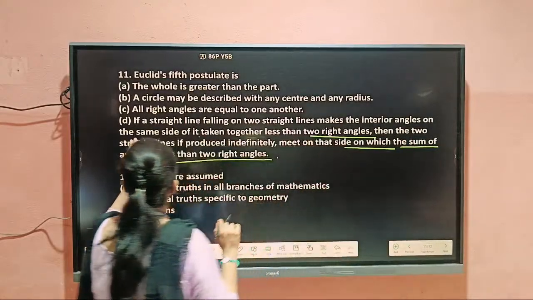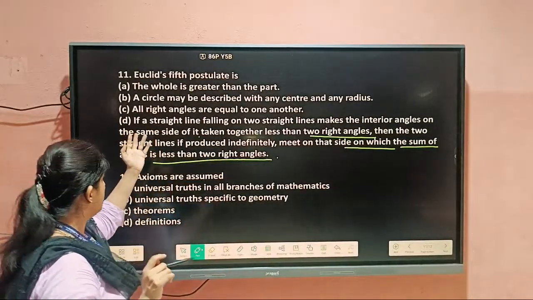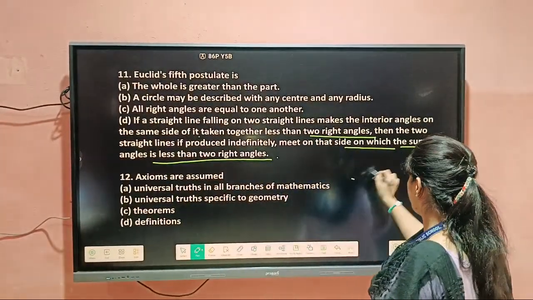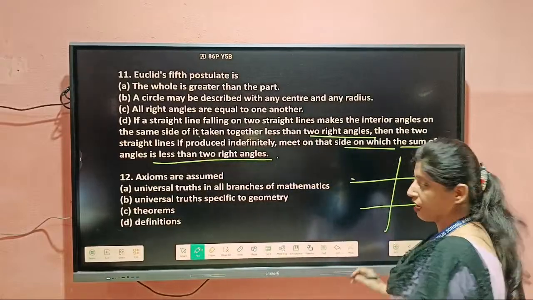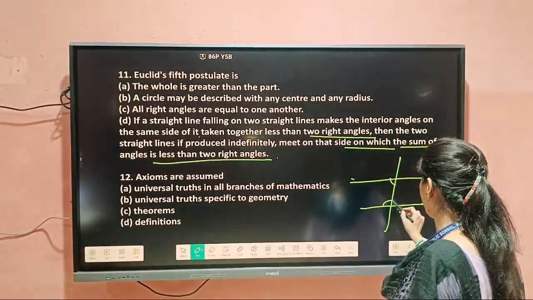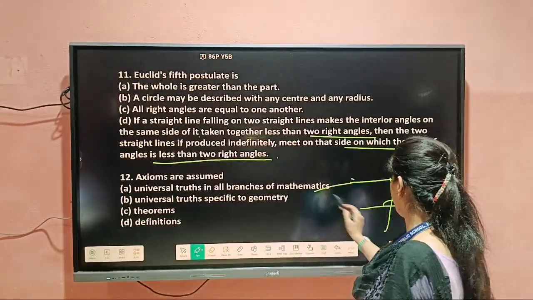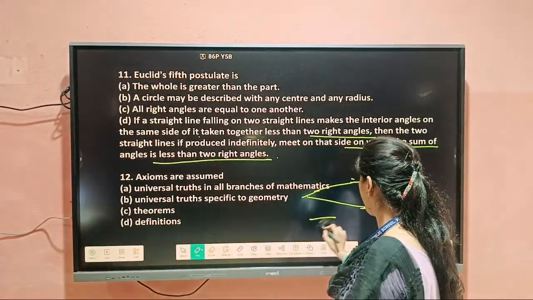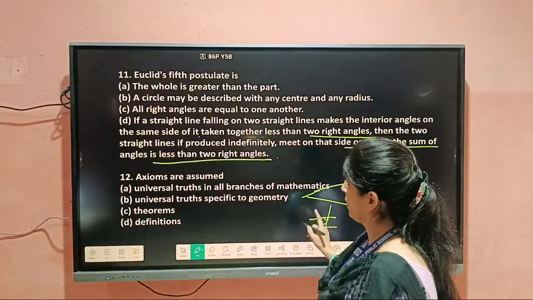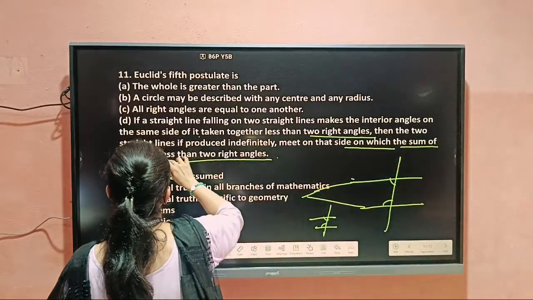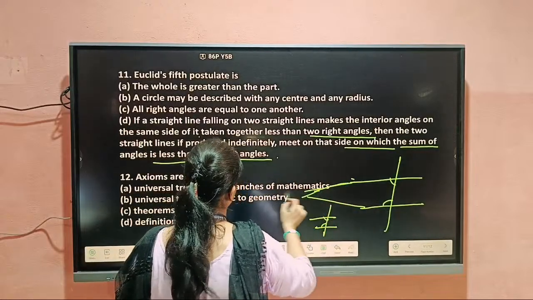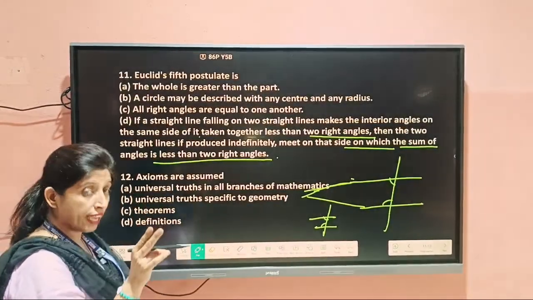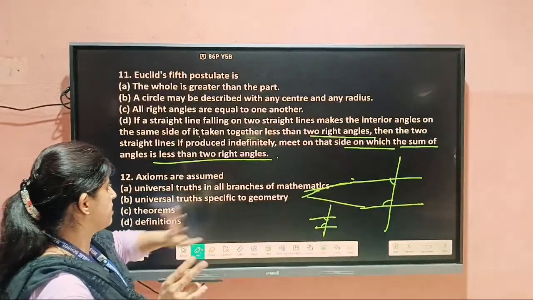Yes, this is the fifth postulate given by the Euclid, that if a straight line falls on two straight lines, their interior angle sum is less than 180 only when they will meet at one point. Lines are not parallel, because if the lines are parallel then their interior angle sum is 180 degree, but here the interior angle sum is less than 180. If we produce these lines indefinitely, then they will meet on the side on which the sum of angles is less than two right angles. That is the Euclid fifth postulate, right?